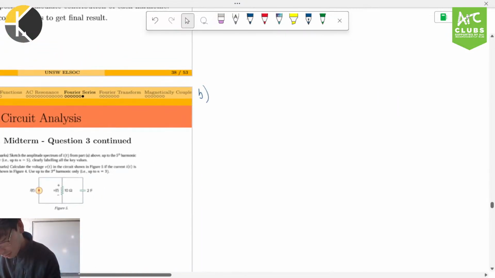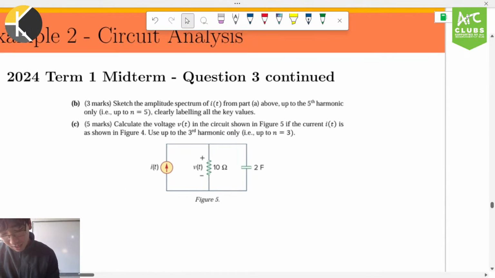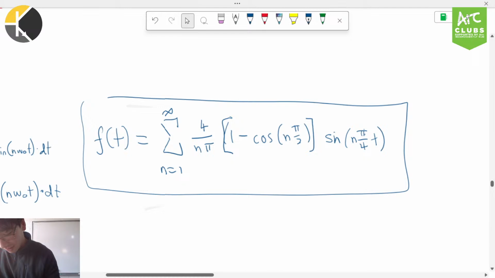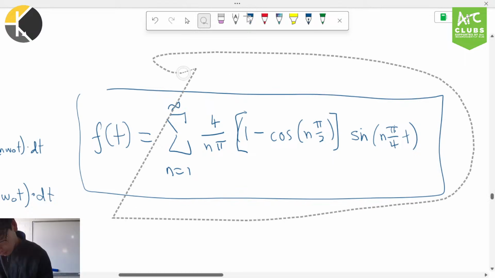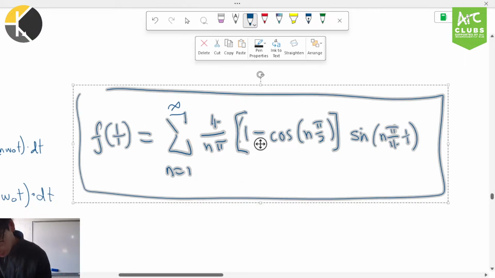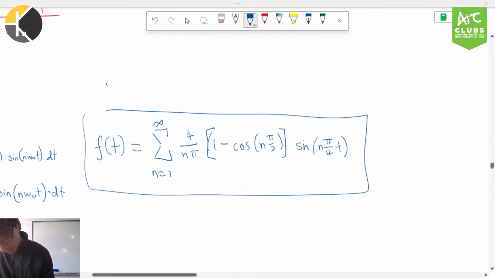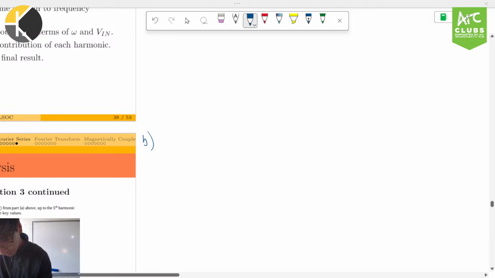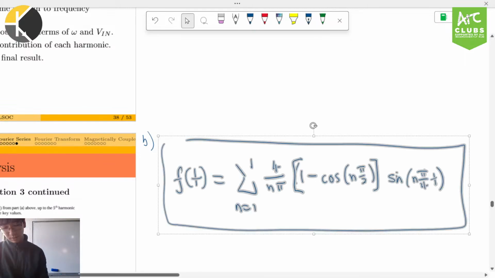first we have part B, which is sketch the amplitude spectrum of IT from part A up to the 5th harmonic. So jumping back up to this equation that we had here, I'm just going to take this and paste it down in part B.